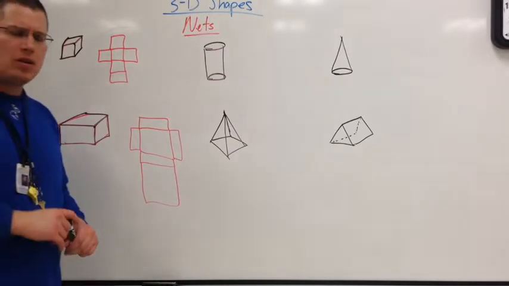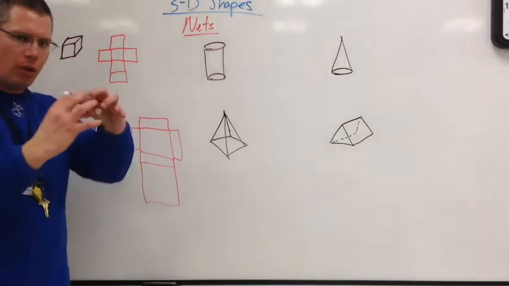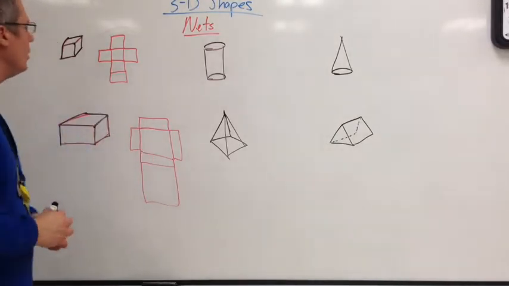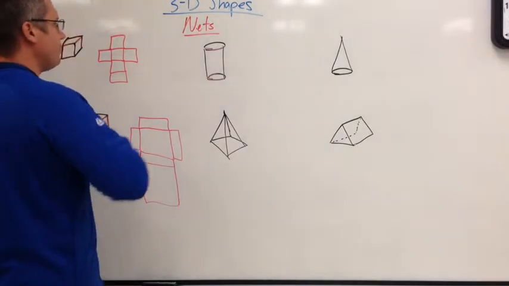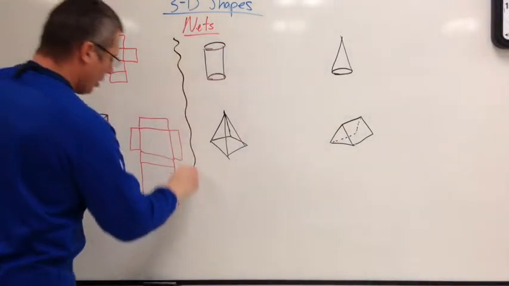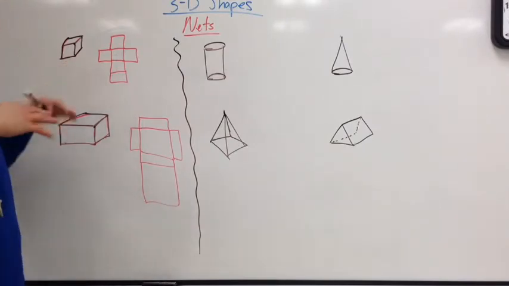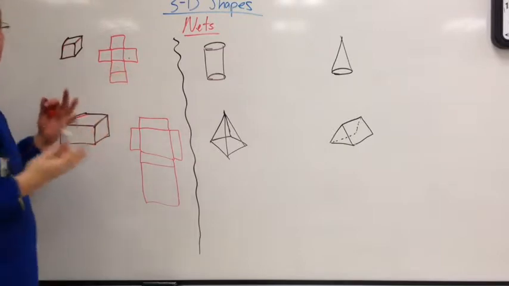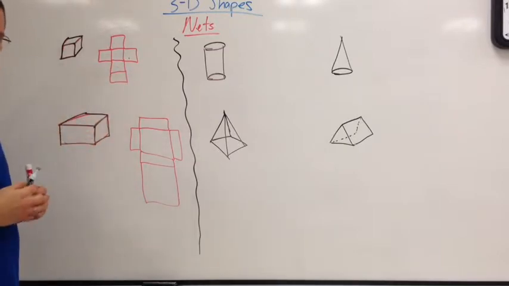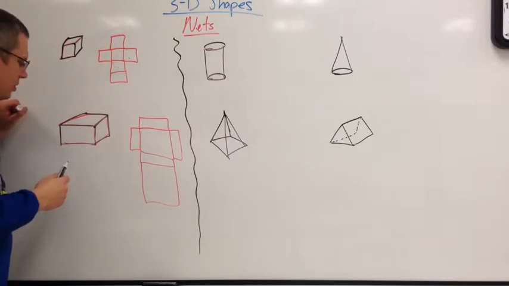Now, we did nets a long time ago. Nets are a 2D flat object that when you fold up makes a 3D shape. So we're going to go back through, and if you remember, a cube has 6 faces to it. So if I flattened it out, I would have 6 squares attached that when I folded it up would make a cube.